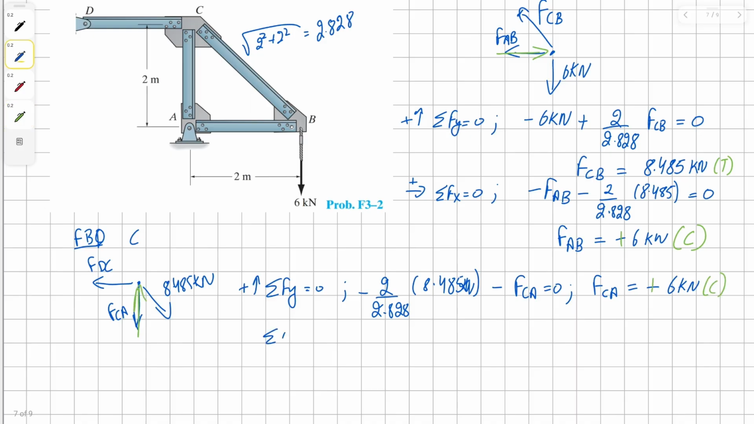Now let's sum the forces in x direction. We have again 2 over 2.828 times 8.485 kilonewton, take away force DC at member DC. Solving for force DC, we get our solution as 6 kilonewton.